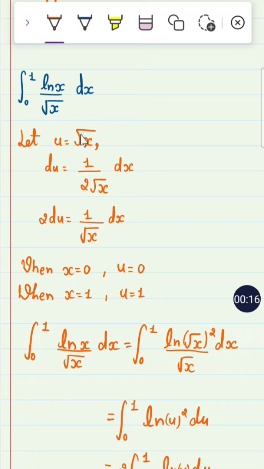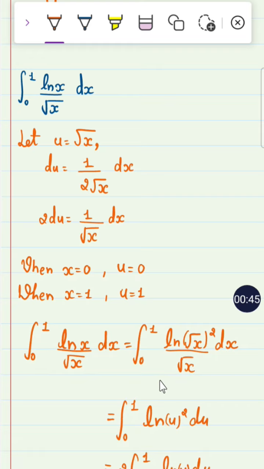Now let us take the variables change. Take u is equal to root x, and when we change the variable then the limit is also changed, right? So du is equal to 1 over 2 root x dx, 2 du is equal to 1 over root x dx, right? When we change the limit, x equals 0, then u is also 0. When you put 1 here, then u is equal to 1. So the limit is same.